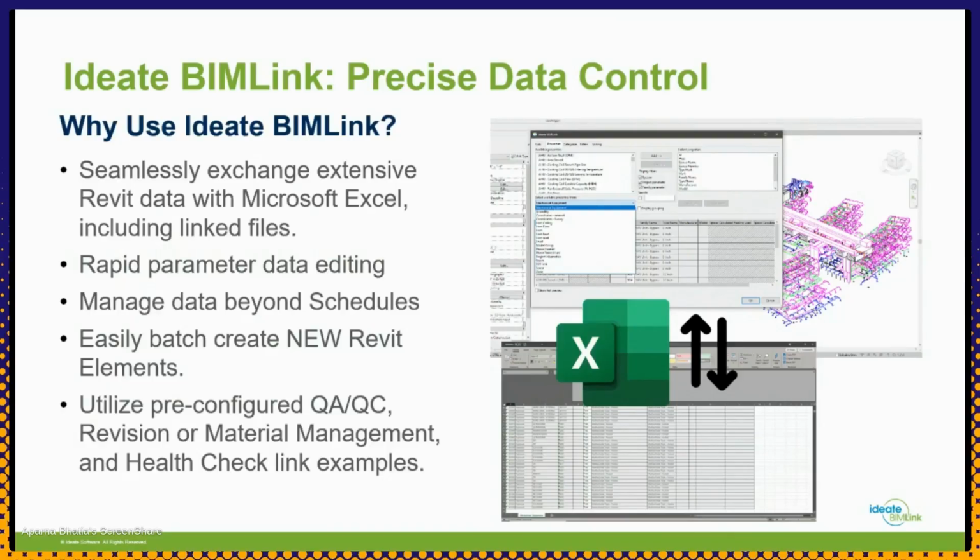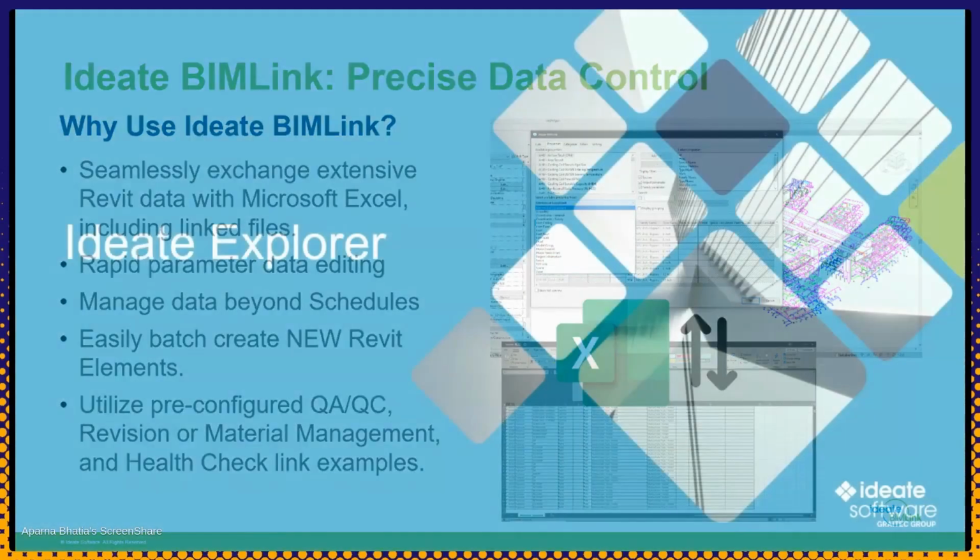Some of the common examples here are that we're going to edit large volumes of schedule data, and we'll see this in the demo in a short bit. But we can also do things like create new levels, new work sets, new sheets, new rooms, new spaces. The list really goes on about what you can create from Excel into your Revit project. Also, I should mention that there's over 300 pre-configured examples of data workflows that come with Ideate BIMlink, and that includes things like quantity takeoff, revision management, material management, and health checks. Next.